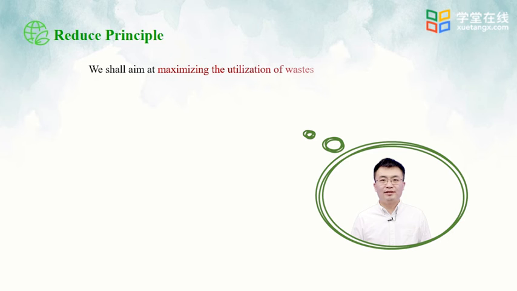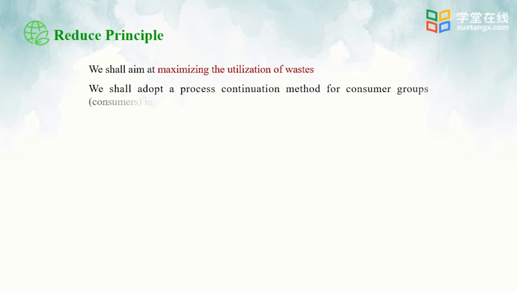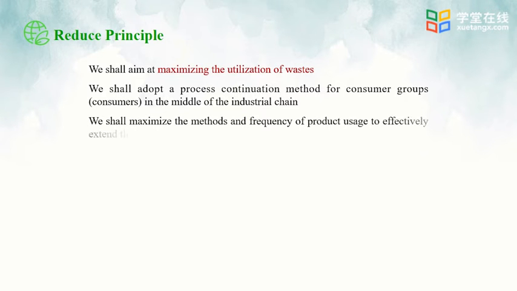The second is reuse principle. It has the following requirements. First, it requires us to maximize the utilization of wastes. Second, it requires us to adopt a process continuation method for consumer groups, consumers, in the middle of the industrial chain. Third, it requires us to maximize the methods and frequency of product usage to extend the lifespan of products and services.